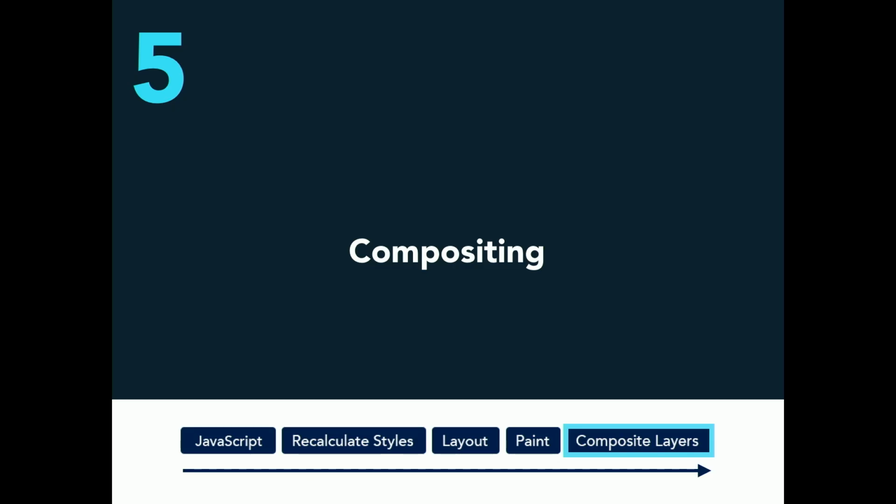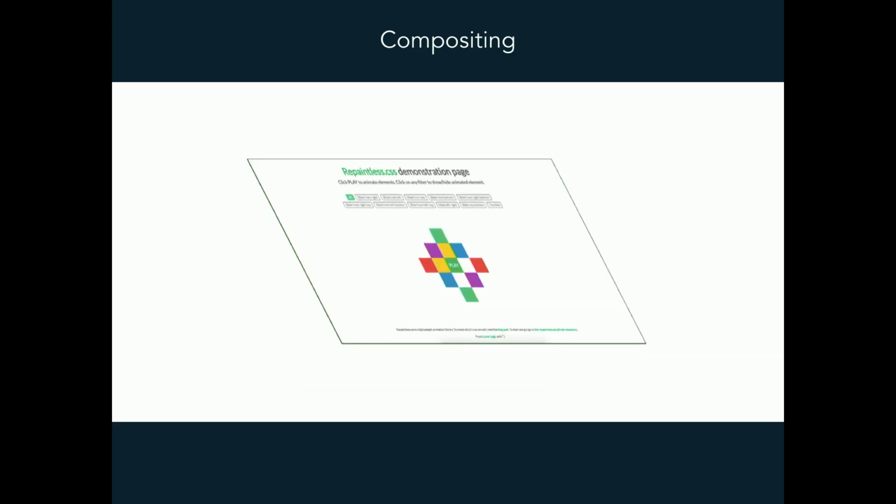And then the last step we have in our pipeline is compositing. Compositing is basically taking our layers and putting them together into one image, one frame that is then shown to the user on the screen. Compositing is pretty special.